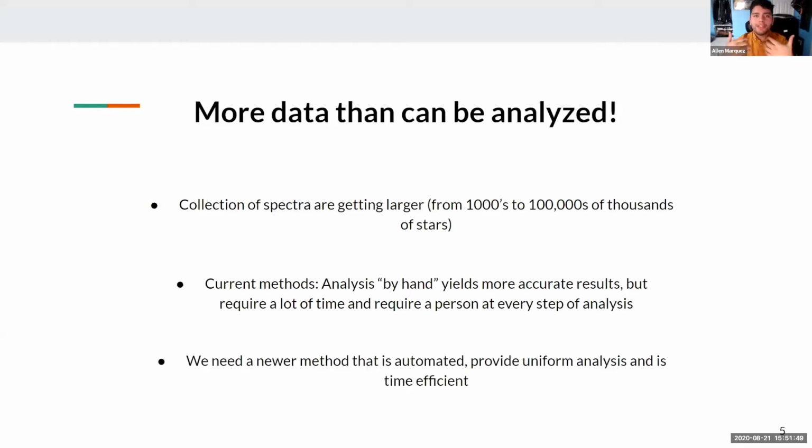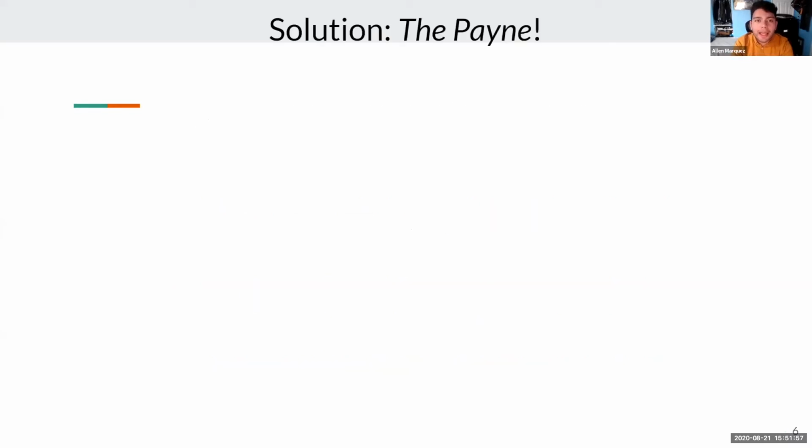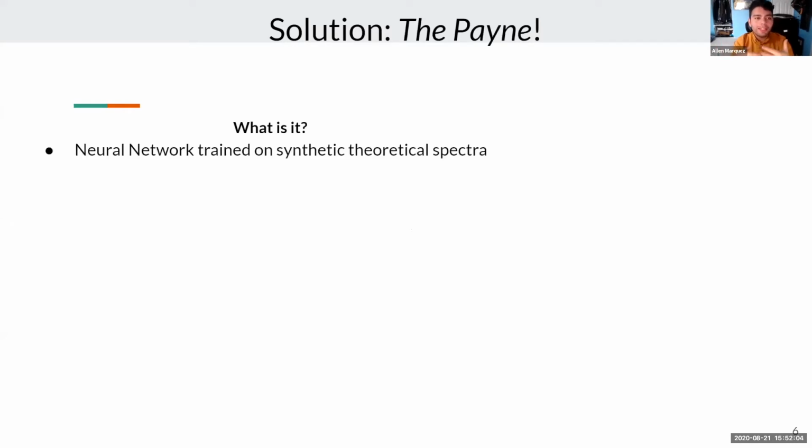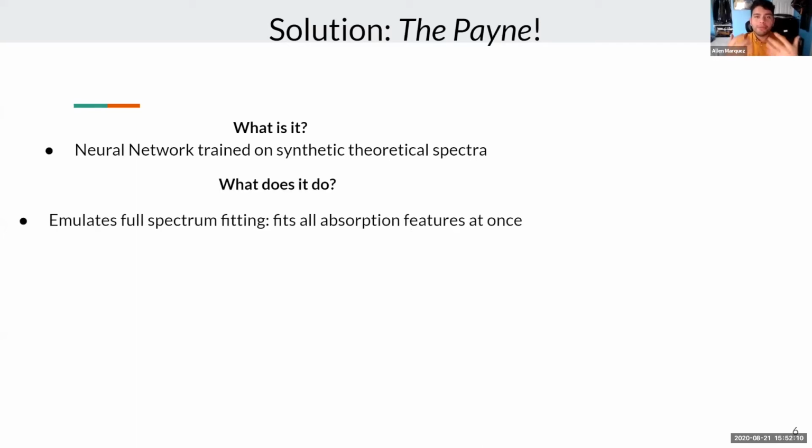So what we need is a newer method that is automated, can provide uniform analysis for these properties, and is time efficient. And our solution to that is the Payne. So what is the Payne? The Payne is a neural network that's been trained on synthetic theoretical spectra. And what the Payne does is that it emulates full spectrum fitting, which is a way of saying it is able to fit all the absorption features present in any spectra at once.